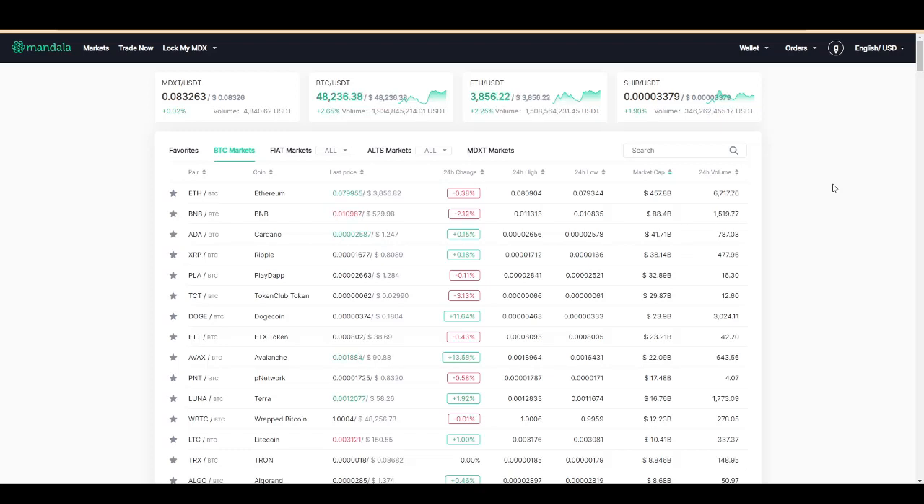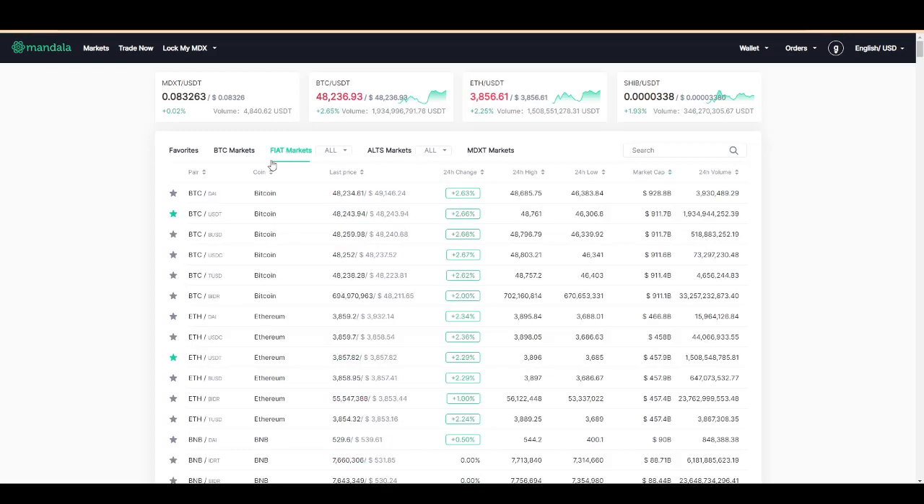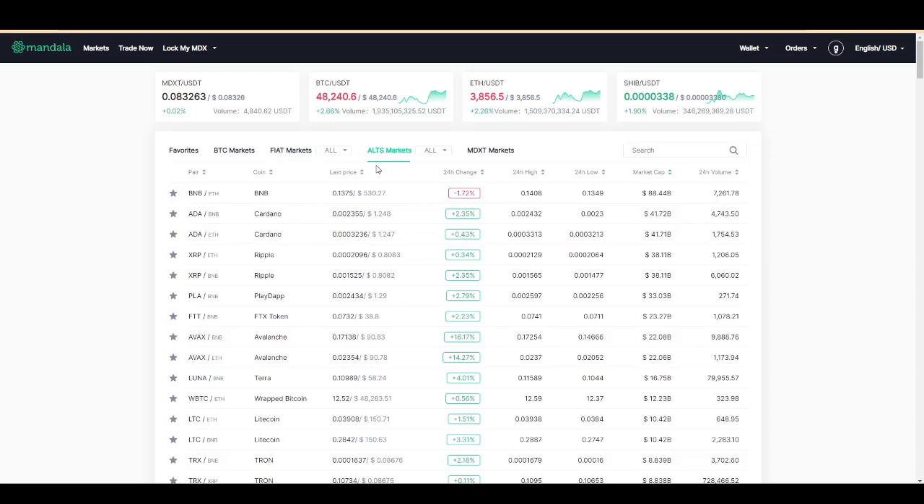After clicking on view more, this is the page with all the pairs that are available. For example, if you want to start trading with a Bitcoin pair, that is selling or buying with Bitcoin, then you can click on Bitcoin market. And if you are interested in buying coins like Bitcoin with USDT, DAI, USDC, BUSD, then you can go with the fiat pair. And if you are interested in trading with the alts market, then you can click on alts market.